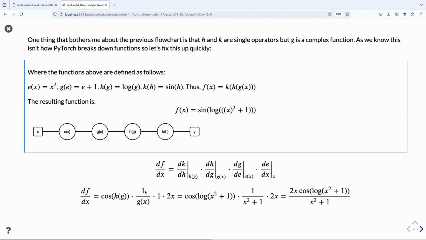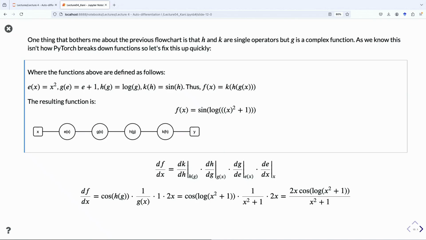Then we multiply that with the derivative of h with respect to g. h is simply log of g, and the derivative of the log function is 1 over that. So the derivative of h with respect to g becomes 1 over g of x, and g of x, as I've said exhaustively, is x squared. So the derivative of h with respect to g is 1 over x squared. Then we take the derivative of g with respect to e. It's simply the derivative of e plus 1, which becomes 1.